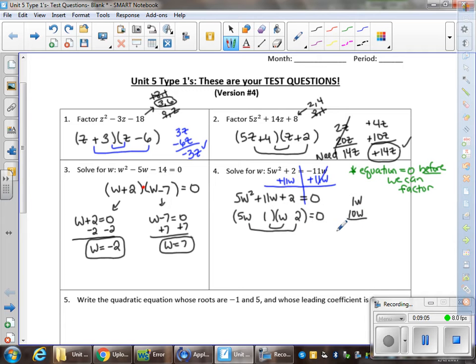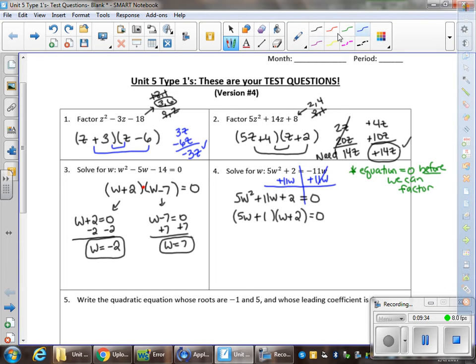And I need 11w. Well, positive, positive, so I know either they're both positive or both negative. Well, if I need a positive 11, they're both going to be positive. So, plus, plus. So I'm just going to erase this to keep our work clear. Feel free to leave it on your papers.